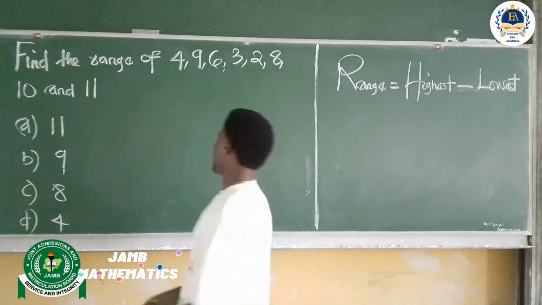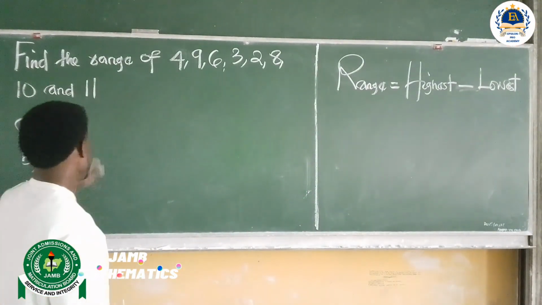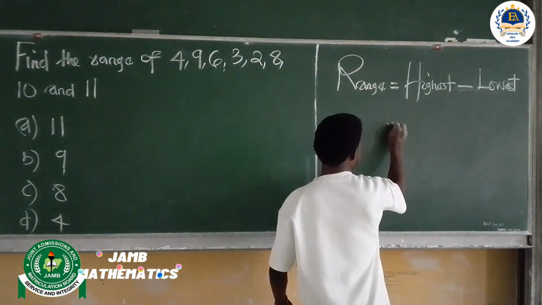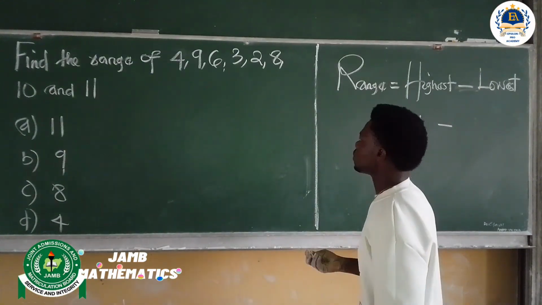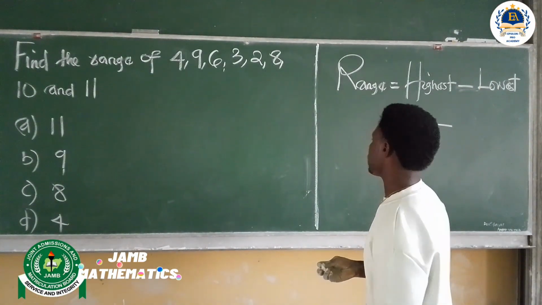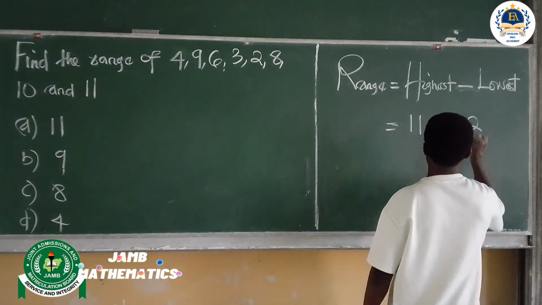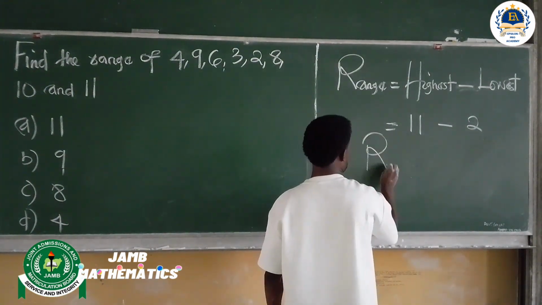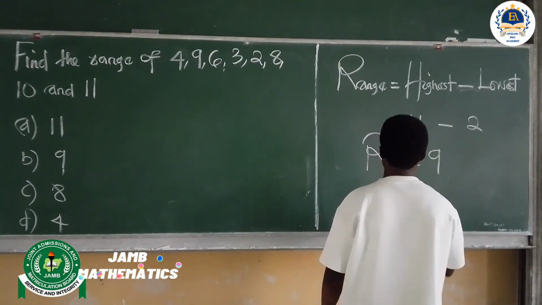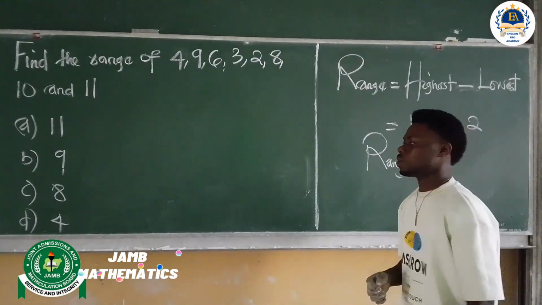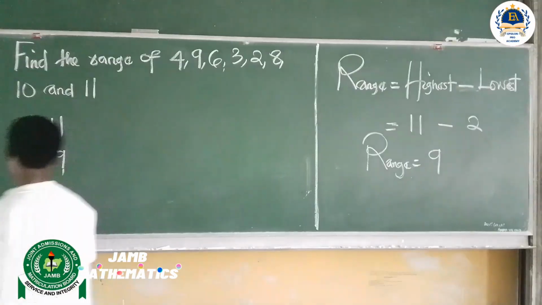And the biggest number or the highest number here is 11. So we have the range is equal to 11 minus, and the smallest number is 2. 11 minus 2. So range is equal to 9. Correct option is option B, 9.